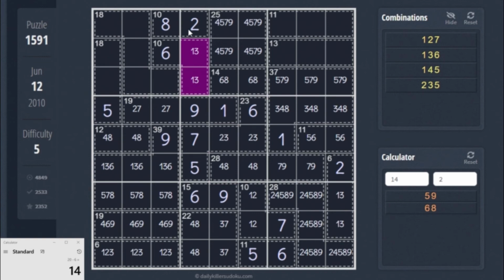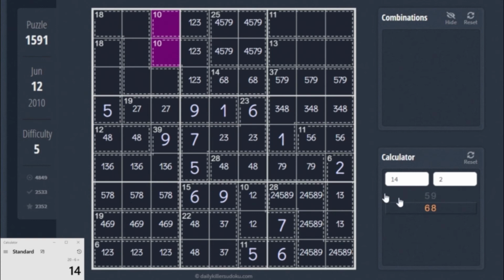Oh, I see. Alright, let's get back again. So it's 1, 2, 3. And then we get 14. These 2 cells have to add up to 14. But the first candidate, 5 and 9. We can't put 5 and 9 here because 9 is already here. So we can get rid of that candidate.